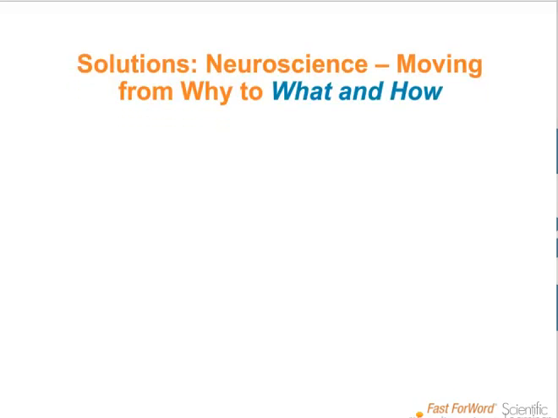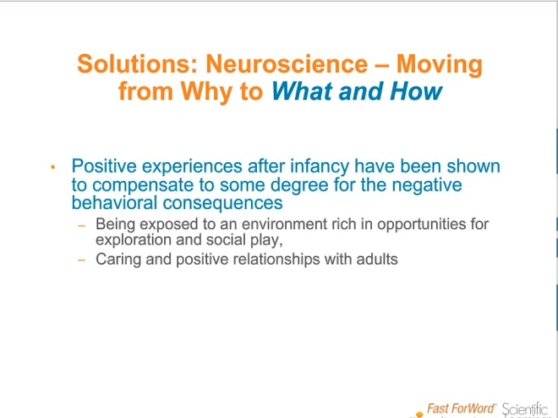The article talks about, now that we know, there are neuroscience-based interventions that we can do in our schools with our children to help boost these very capacities that are affected by poverty, by adverse experiences, and by stress. Number one, positive experiences after infancy have been shown to compensate for the negative behavioral consequences. So certainly we want an environment for our preschool children that's rich in opportunities for exploration and social play, and also where they have caring and positive relationships with adults.